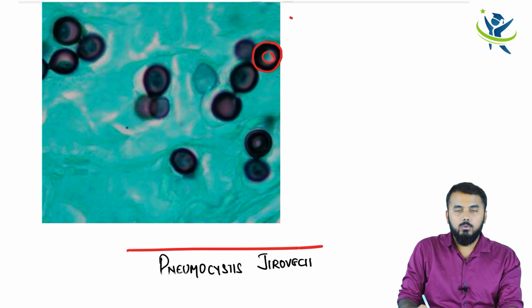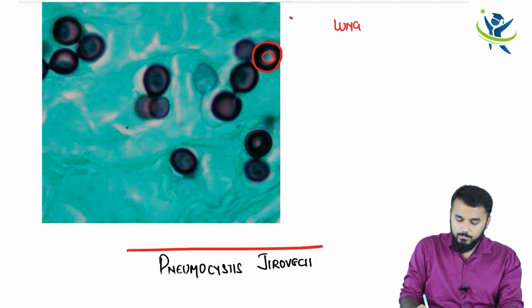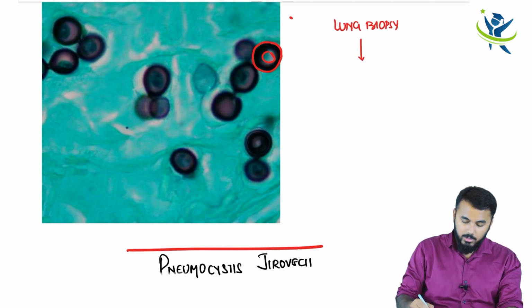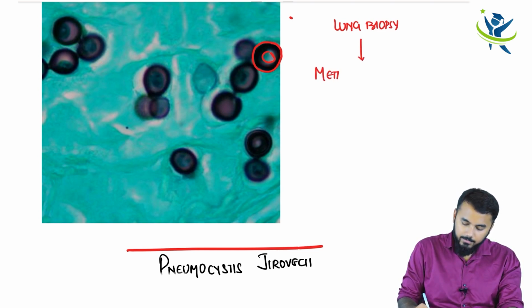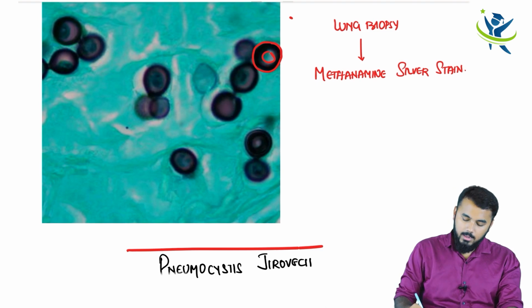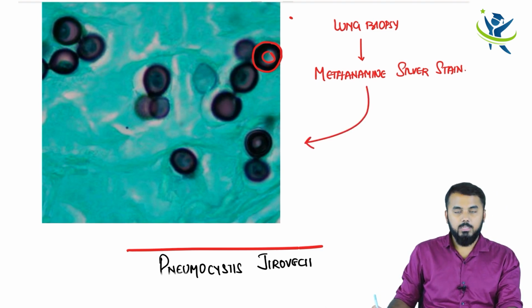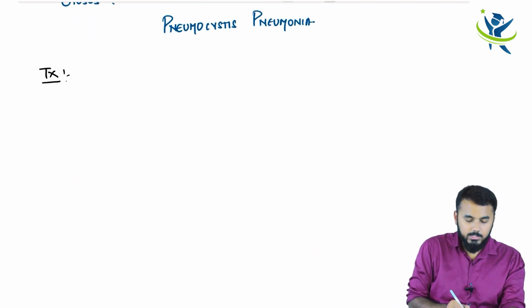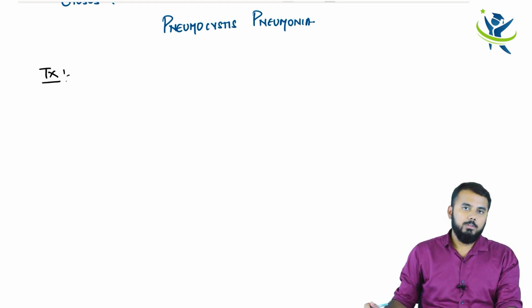So first of all, what will I do? I would do a lung biopsy. And for the biopsy material, whatever I have taken, I would add methenamine silver stain. After adding methenamine silver stain, I would find this disc shaped yeast. Disc shaped yeast are found. Disc shaped yeast is characteristic for this Pneumocystis jirovecii.